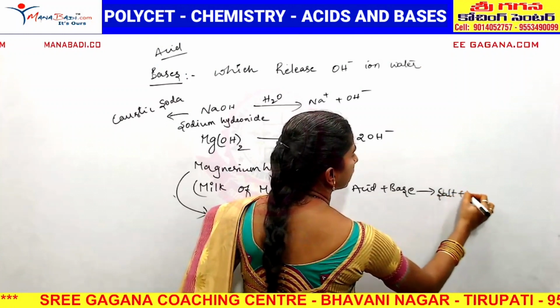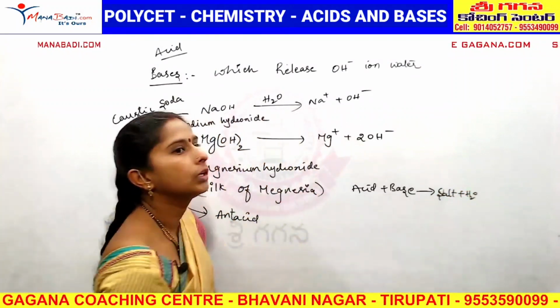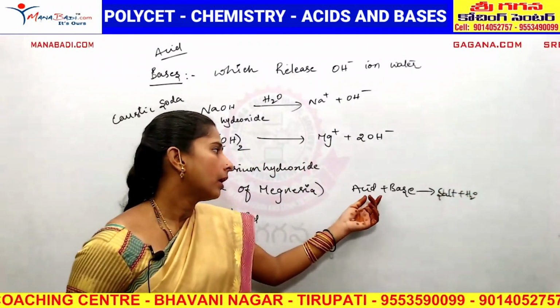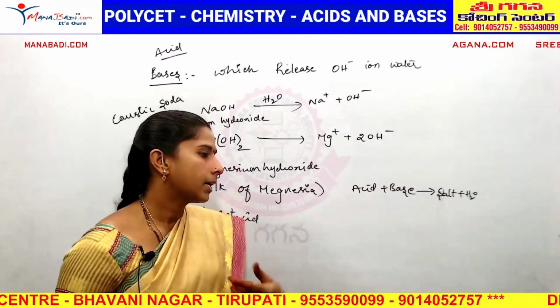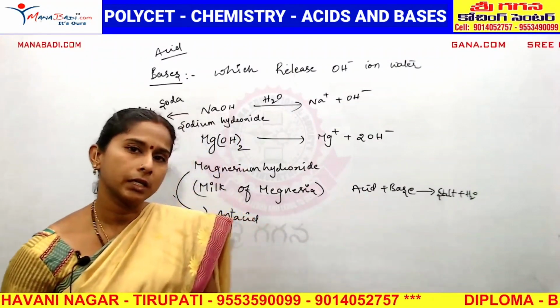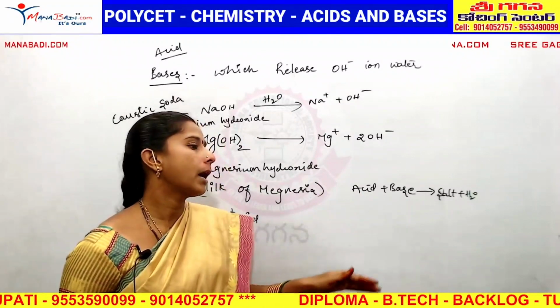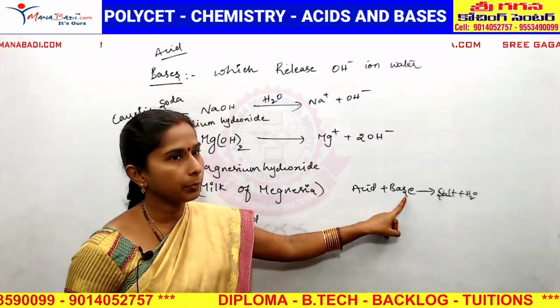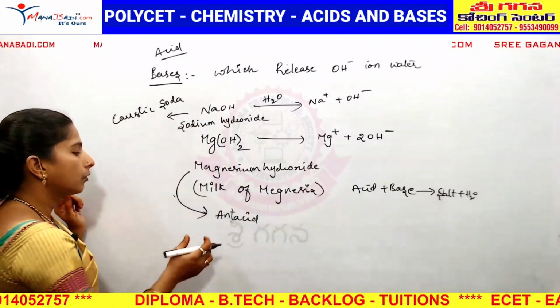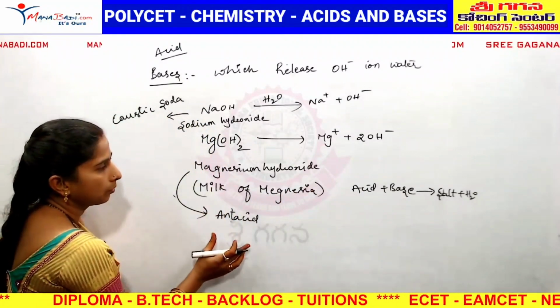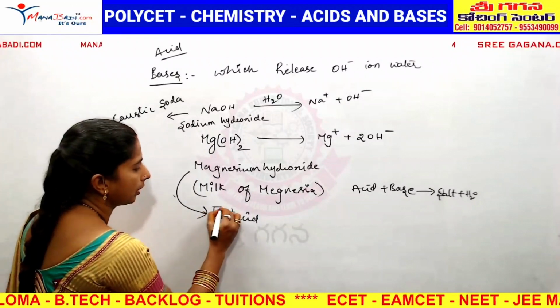If acid content is more in our body, it causes digestive problems or gas problems. So many problems will arise. To avoid that, to reduce the acid in our body, we need to take a base. So to take the base, we use milk of magnesia, which is a good antacid.